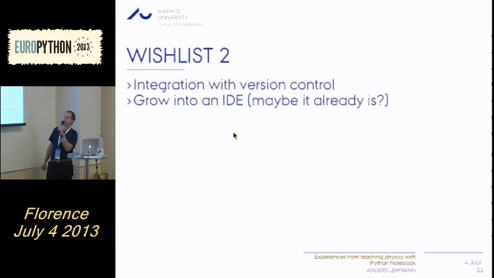Okay, further, this is not so much about teaching, but more things that I would like to have in IPython when I'm doing research. It would be nice if there was an integration with version control systems, so that you actually check in when you have done changes that you want. It's part of this automatic save thing, but this is different anyway. Maybe we could grow the IPython notebook system into an IDE. Maybe it already is. There are some integrations to the Vim system. So maybe it will become an IDE by itself.